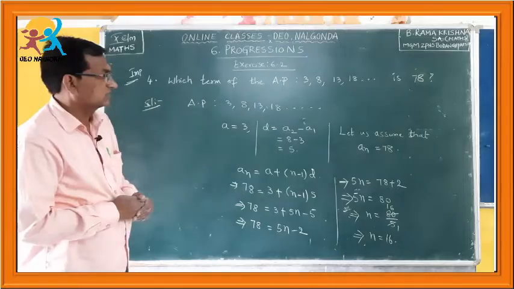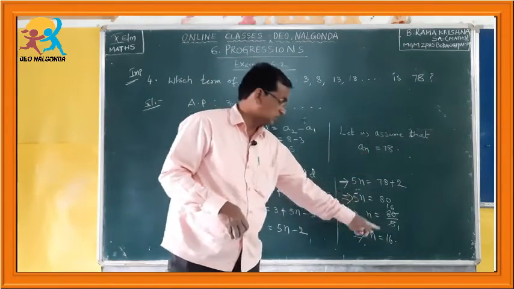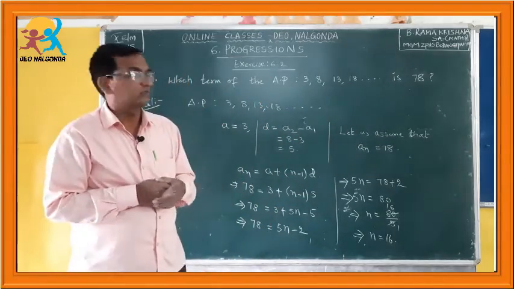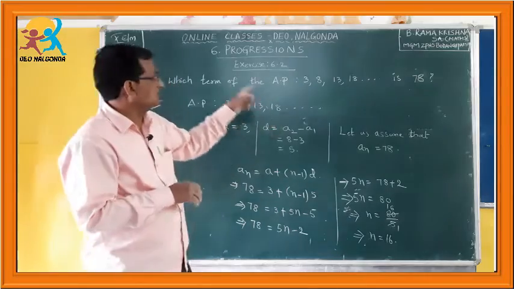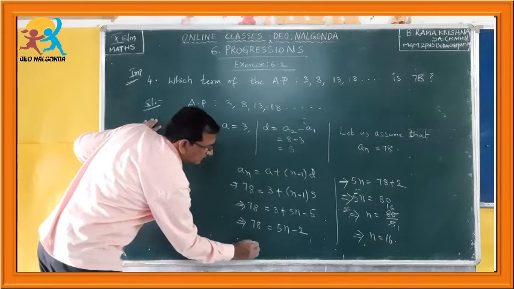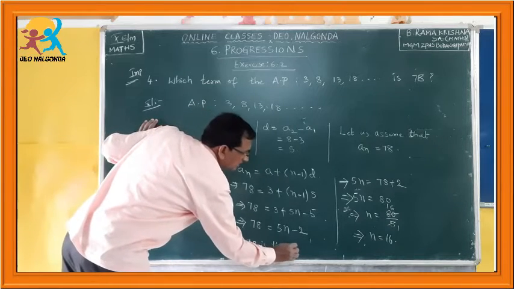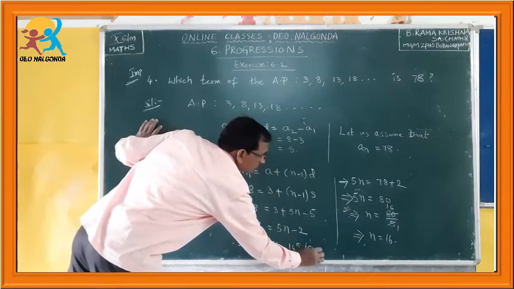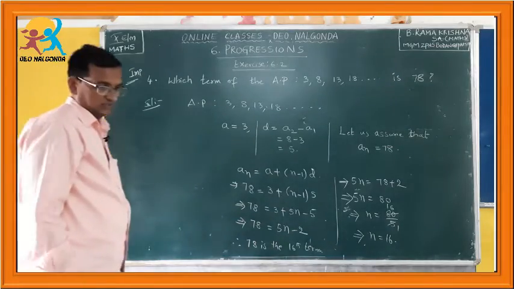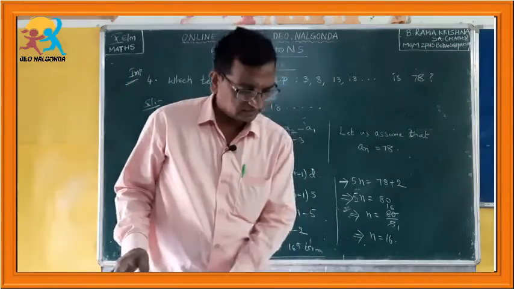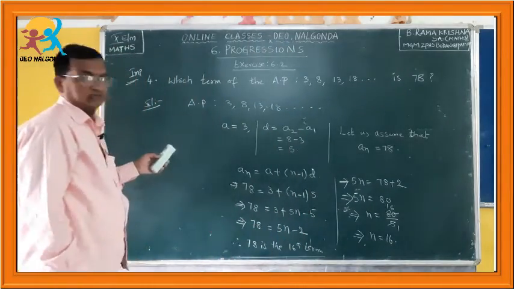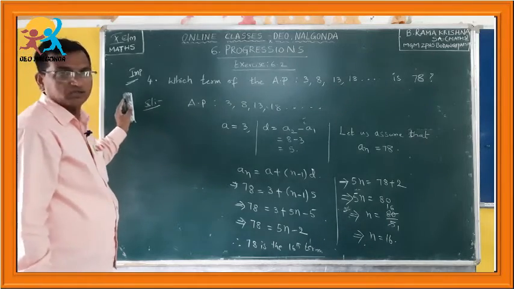N is equal to 16 means in the place of n, if you substitute this 16, this becomes A16 is equal to 78. What does that mean? That 78 is the 16th term of this AP. Therefore, what can we conclude? Therefore, 78 is the 16th term of the given AP. Fourth question is that. I think you understand this. Let us move on to the fifth question.